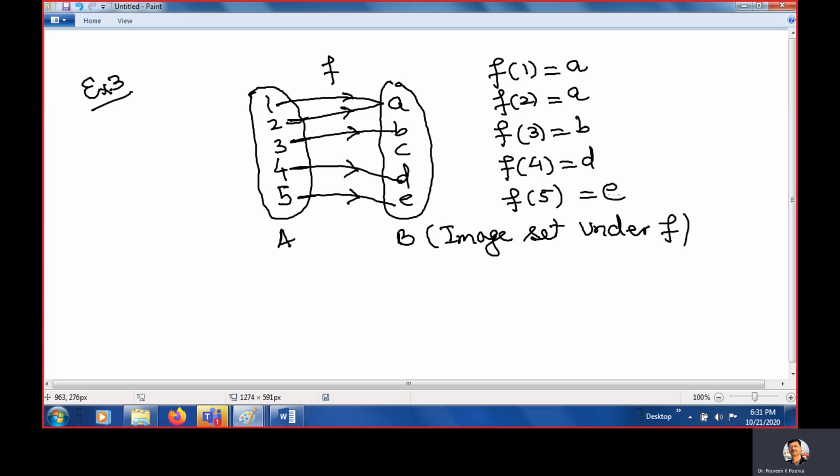So is this a function? Yes, this is a function. Why? Because every element of set A, every element of the domain, is connected with B, and it is connected with 1, 1, 1, 1, and 1. Here, elements of B may be empty. It may be empty, it may not be empty. Clear?